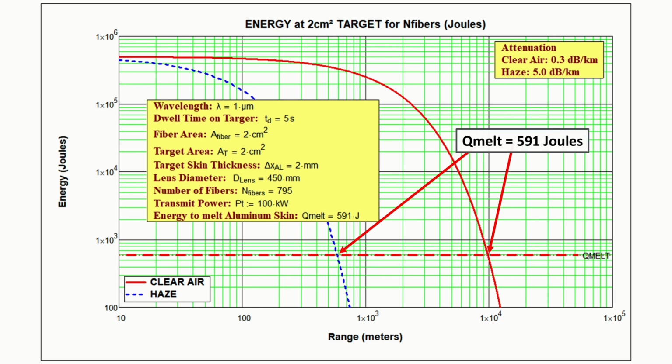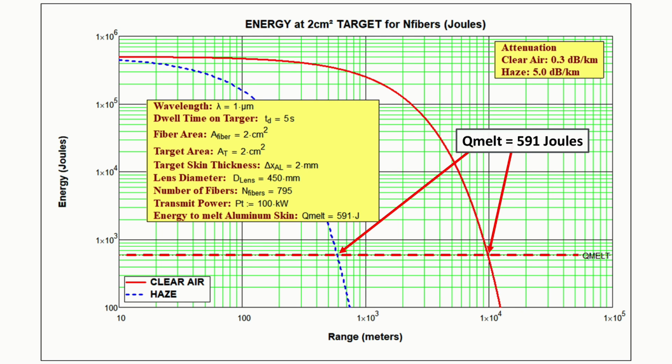Using an assumed wavelength of 1000 nanometers, a beam area of 2 square centimeters, a target spot of 2 square centimeters, and a target skin thickness of 2 millimeters, I calculated the energy delivered to the target spot in joules versus distance. The Iron Beam total aperture is a diameter of 450 millimeters. This allows a maximum of 795 laser fibers of 2 square centimeters each. I assumed the target skin is aluminum.